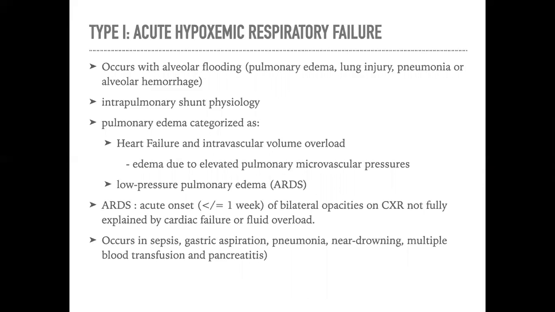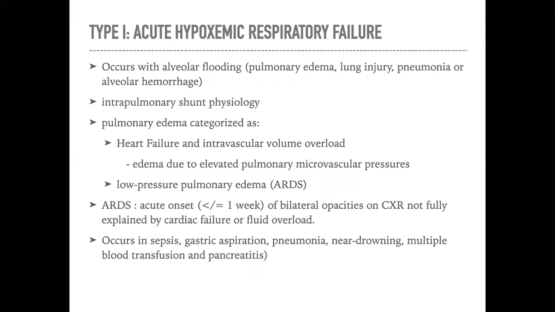The underlying physiology for the hypoxemia is shunt physiology. So air cannot go into the air sacs even if there's blood flow towards those air units. In patients with hypoxemic respiratory failure, the pulmonary edema could be categorized as coming from heart failure and intravascular volume overload, where the edema is due to elevated pulmonary microvascular pressures, or it could be secondary to a low pressure pulmonary edema that is seen in patients with ARDS.